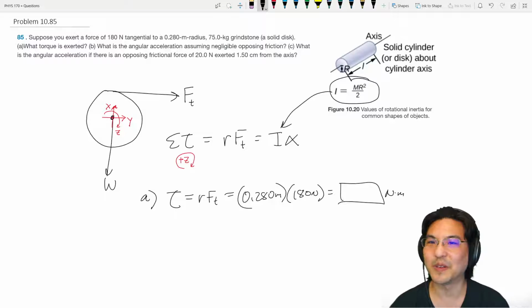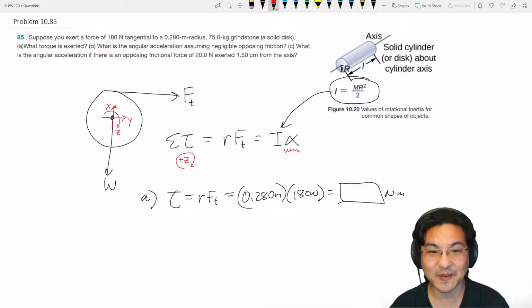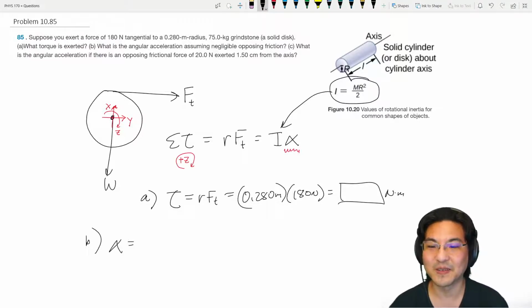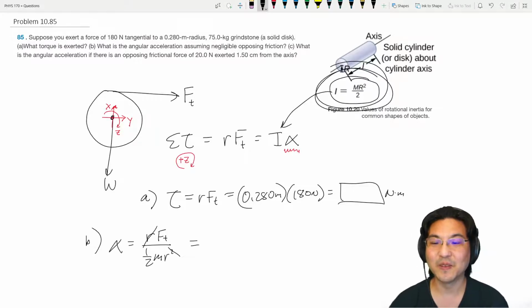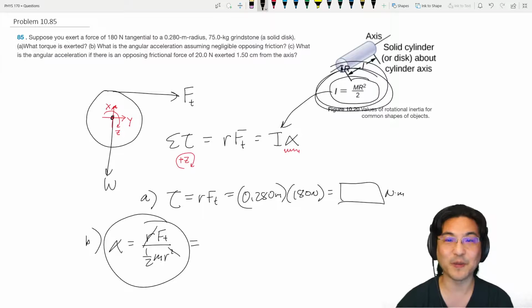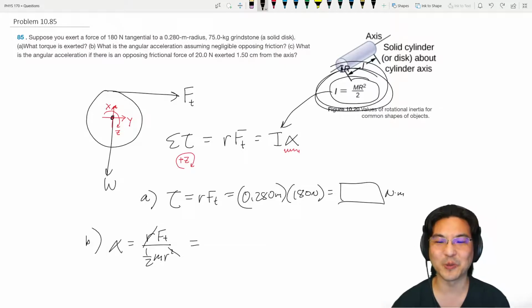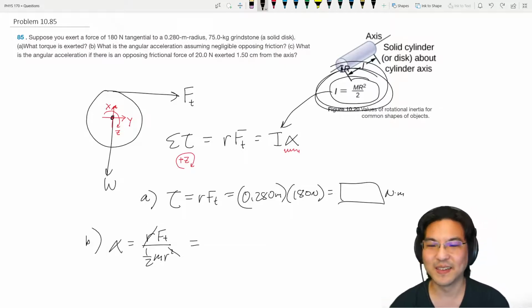Part B. What is the angular acceleration? We have angular acceleration right there, so let's just solve that. So part B, angular acceleration is R F_T over I. And I is, from right here, 1/2 m r squared. Okay, well, this r cancels that. Now you can plug in numbers, not before this step, right? When you're done with the algebra, then you can plug in numbers.